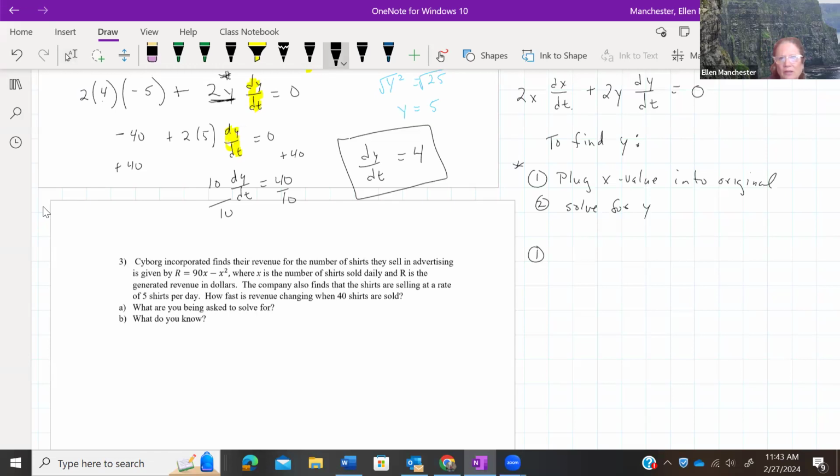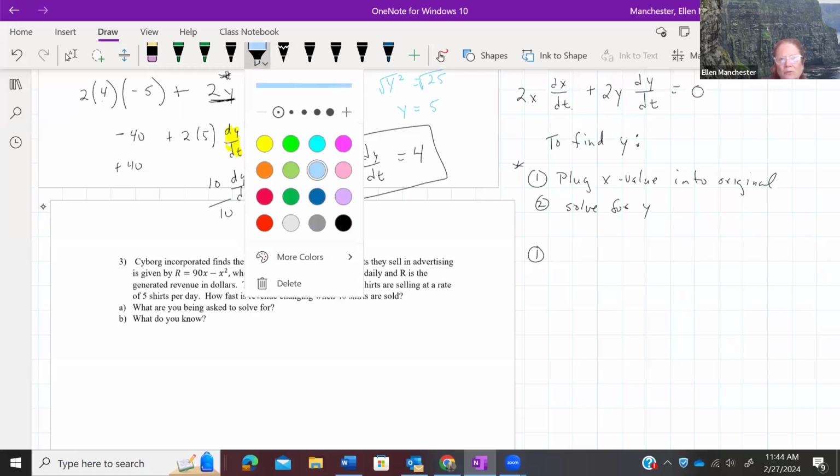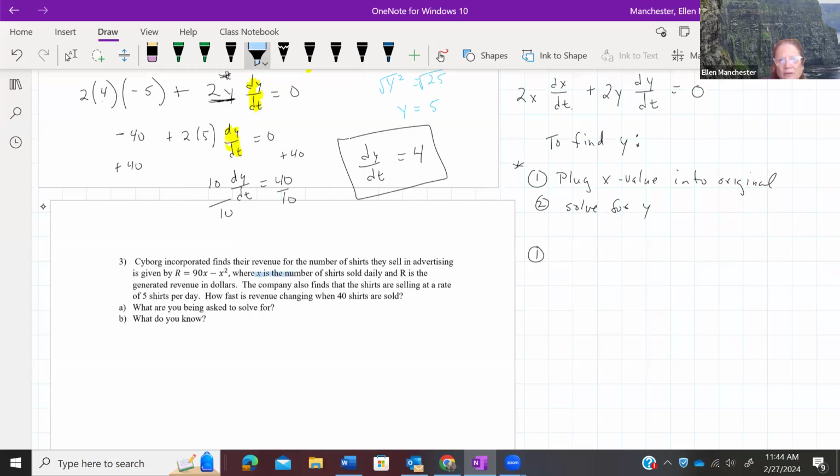So the first one is, what are we looking for? So here's your scenario. Cyborg Incorporated finds their revenue for the number of shirts they sell in advertising is given by, here's our function, R equals 90x minus x squared, where x is the number of shirts sold daily. This kind of information is going to be super important. x is the number of shirts sold daily. And R is the generated revenue in dollars.